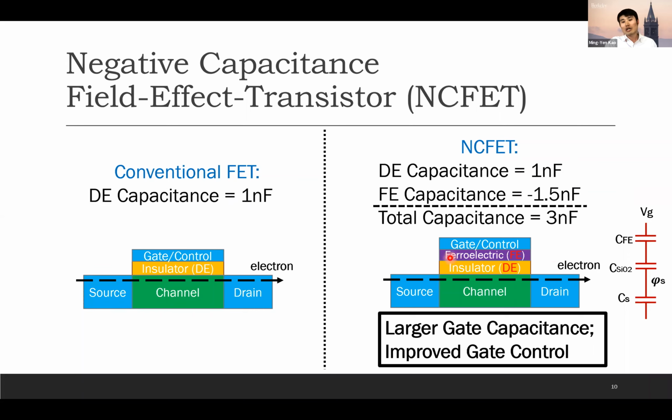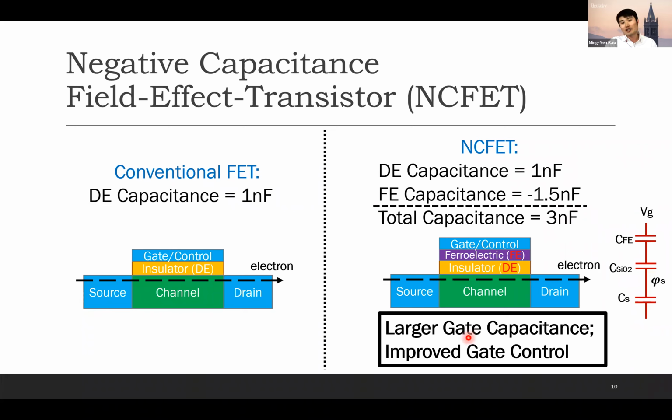Remember, if we operate our transistor appropriately within that red box, we have the negative capacitance, and that simplifies to a fixed number. Let's say it's minus 1.5 nanofarad. The total effective capacitance, using the inverse sum and inverting, will be 3 nanofarad. That total capacitance, 3 nanofarad, is much larger than this dielectric capacitance.